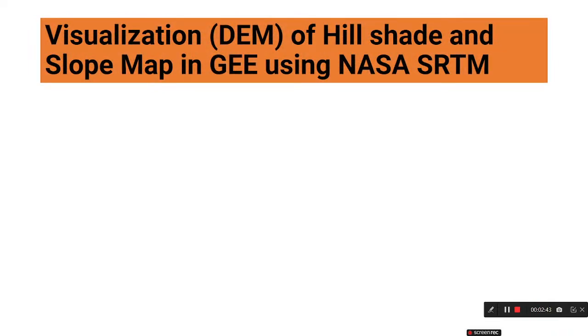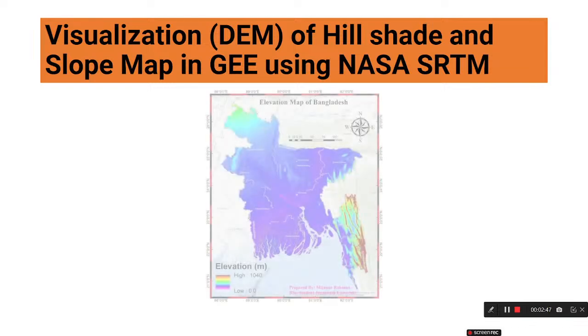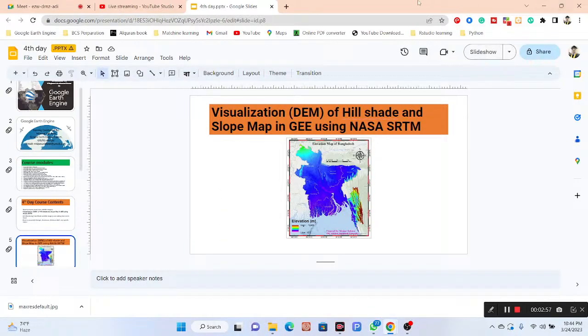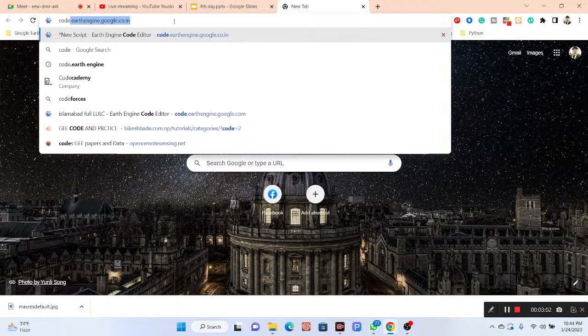There are a lot of sources for DEM, and this time we can use the NASA SRTM. I will also show you how you can easily make this type of map, elevation map, aspect map, or slope map. So let's go to our code editor. I simply open a new code editor in my browser.